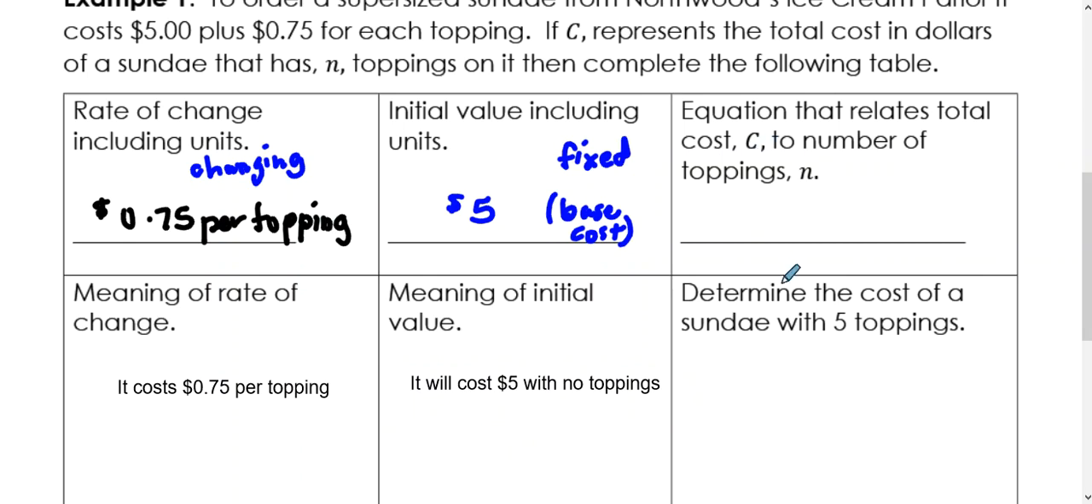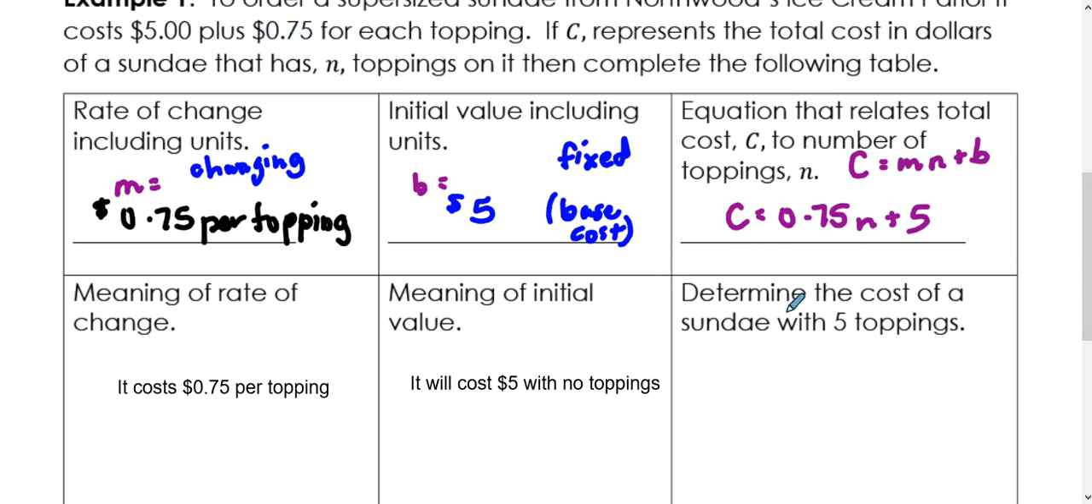Okay, so from there I can make my equation. So going back to before, we have C equals MN plus B. This is my M, this is my B. So the equation would look like C equals 0.75N plus 5. Because the N is the number of toppings, we're multiplying the number of toppings by 75 cents. So hopefully that's making that connection, all right? But it's based on the wording of the question, so be careful of that.